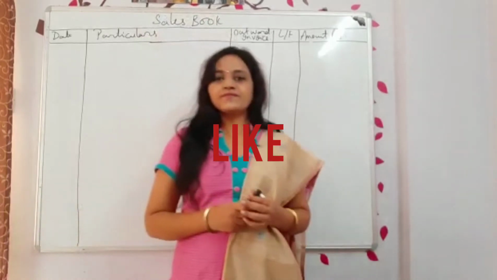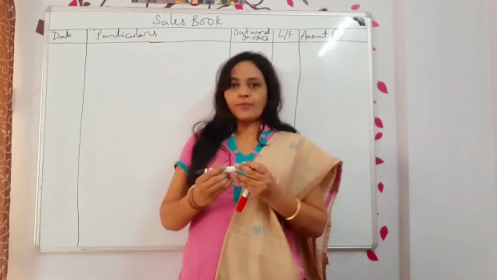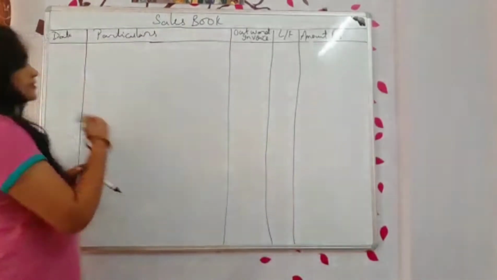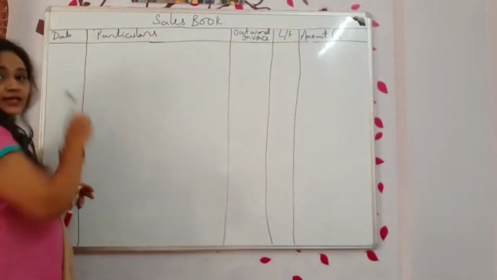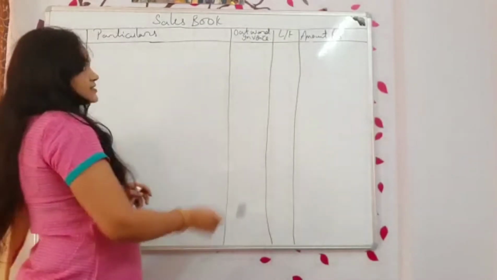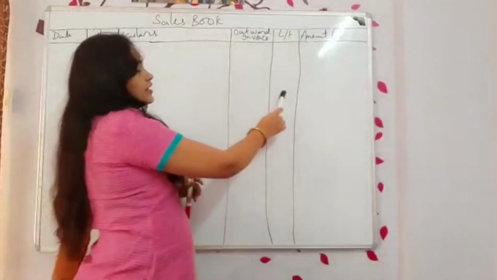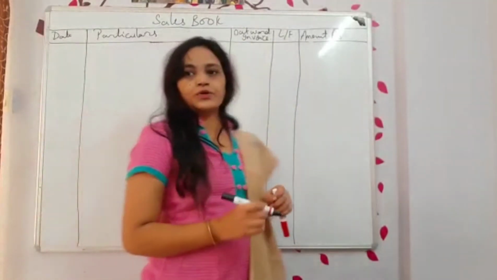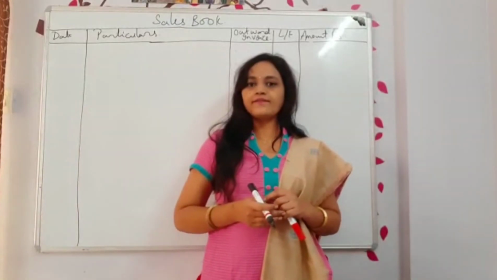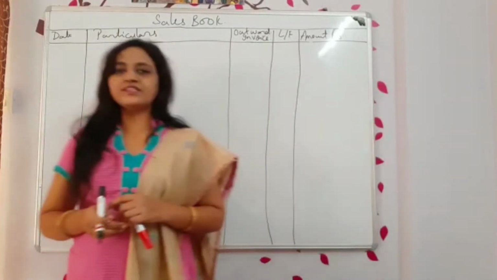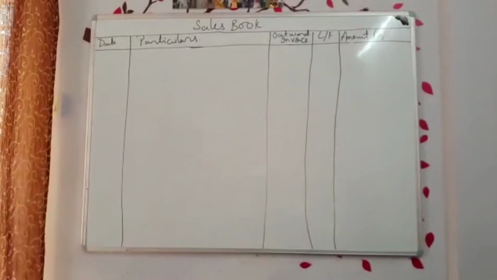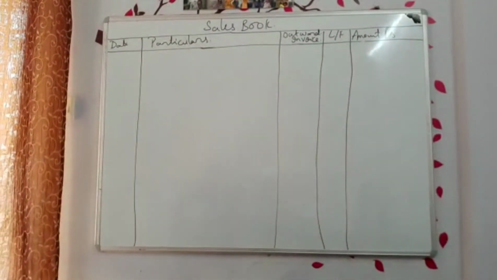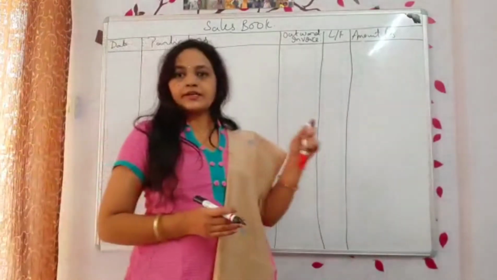Take down the question first. Write down the format. Copy the format first. Sales book. What are the columns we have here? Date, particulars, outward invoice, ledger folio and amount. These are the columns you have. Copy it first. You have copied it, right? Let us solve the question.